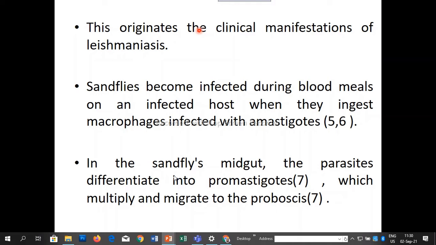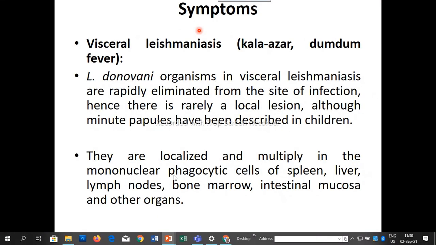Sandflies become infected during another blood meal. Then in the sandfly midgut, the parasite will differentiate into promastigote, which multiplies in the midgut and migrates to the proboscis. The clinical presentation is divided into 3 categories: visceral leishmaniasis, cutaneous leishmaniasis, and mucocutaneous leishmaniasis. Let's see the visceral one.